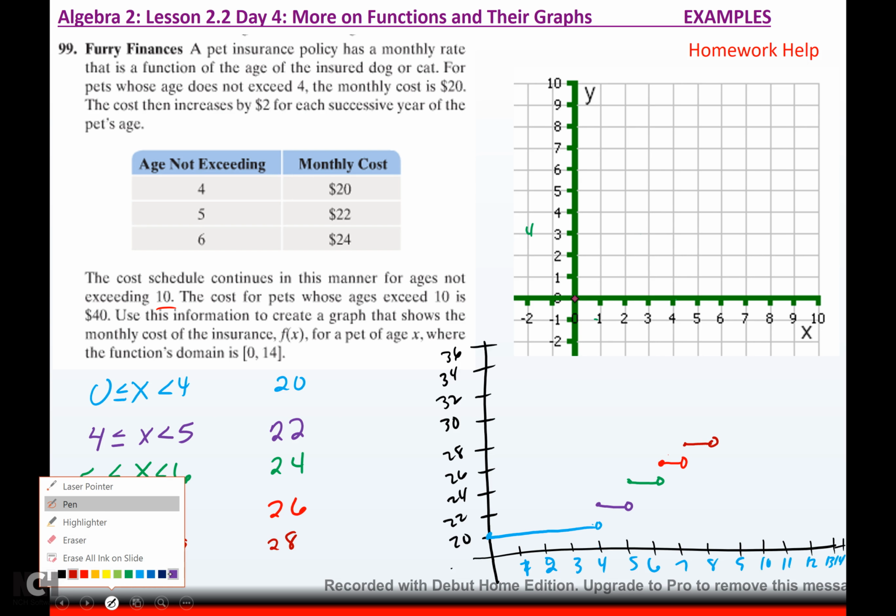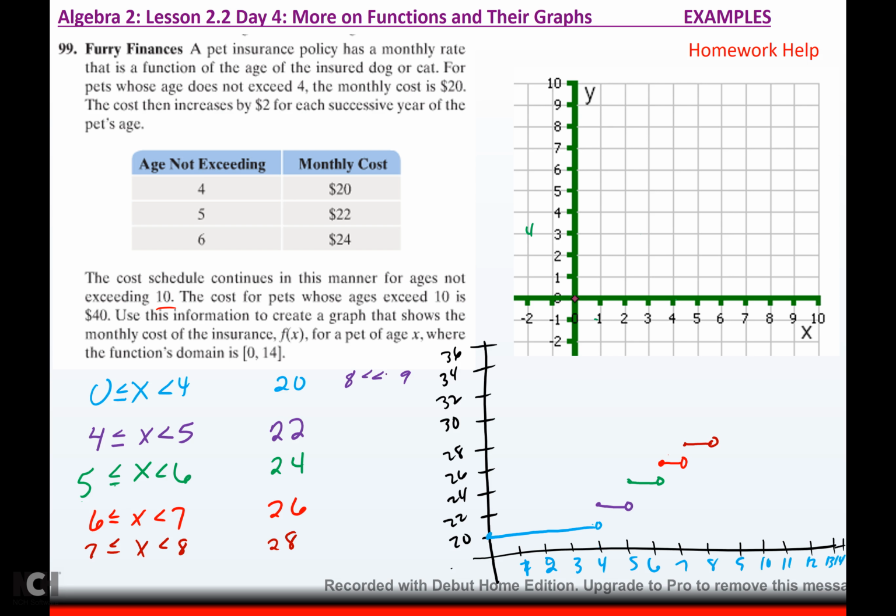Then I'm going to do between 8 and 9. That would jump up to $30. So from 8 to 9 is $30. From 9 to 10, we're going to jump up to $32.